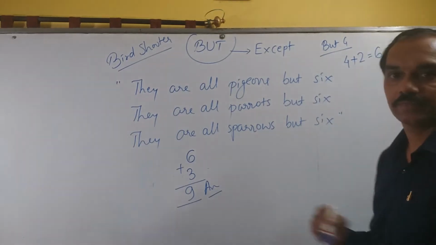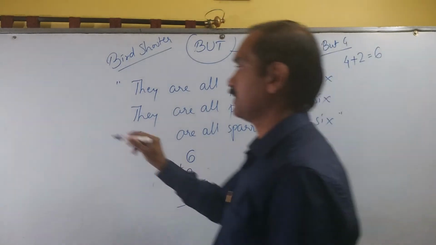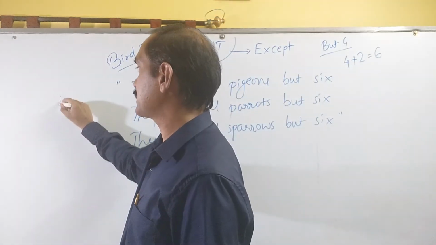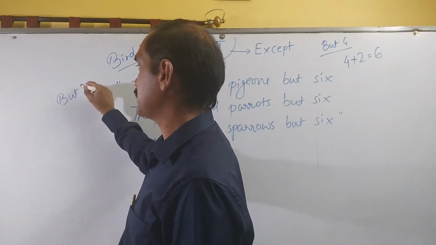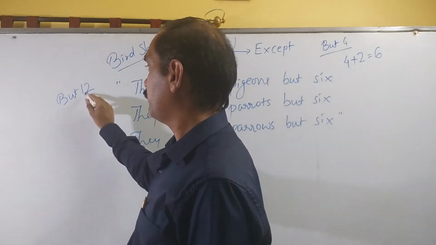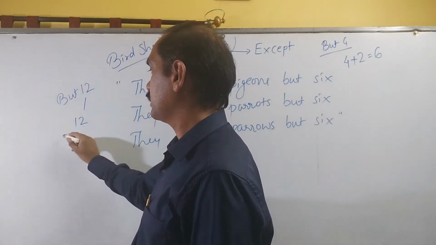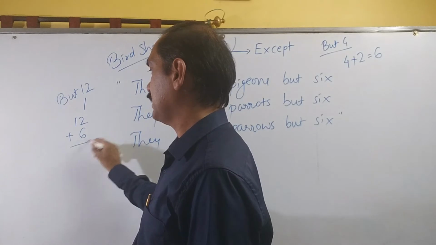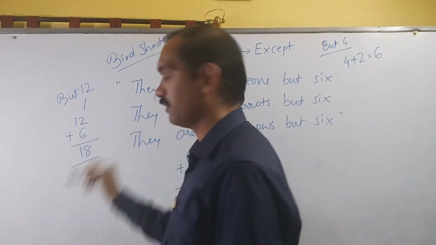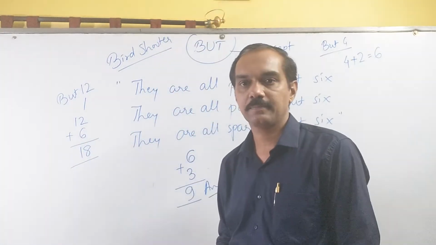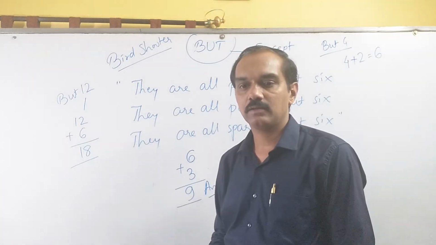The answer is 6. If he says but 6, but 6, but 6. So if he says but 12, but 12, but 12, first you write 12. Then make it half, 6. Add them to get the final answer. 12 plus 6 gives us 18 is the final answer.